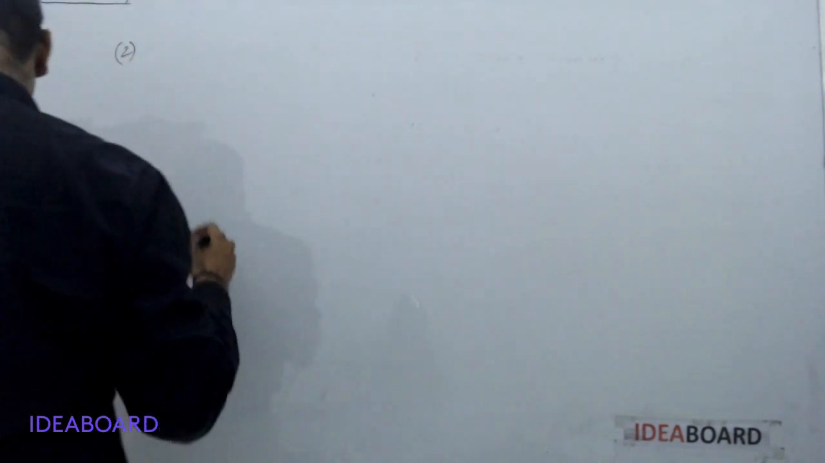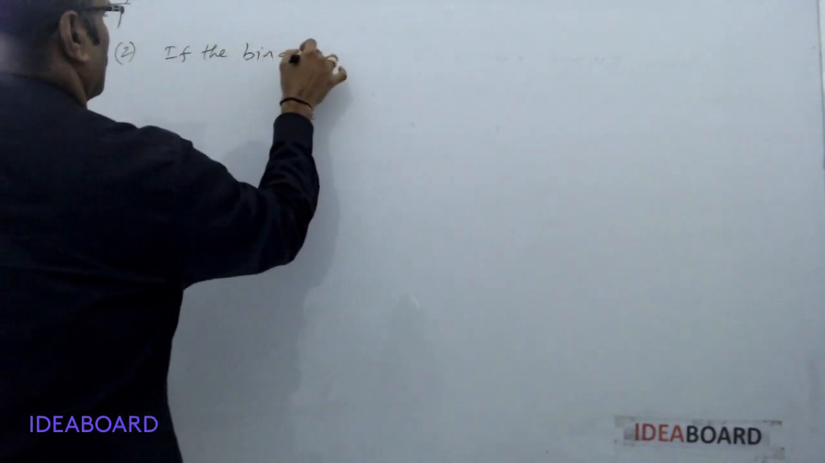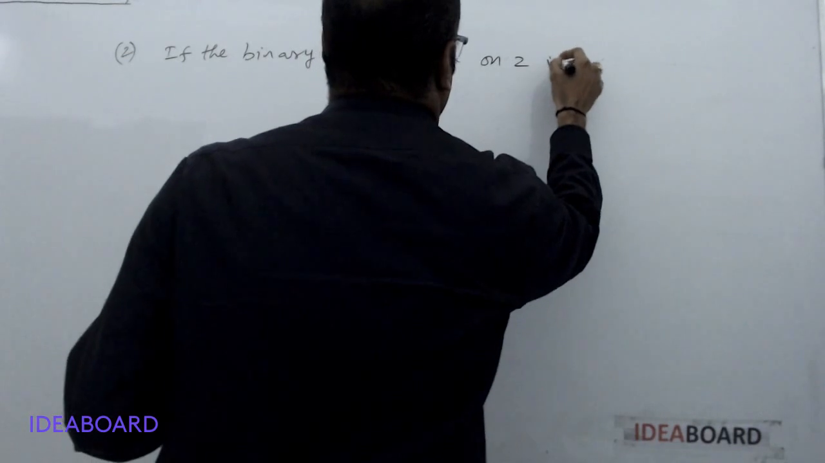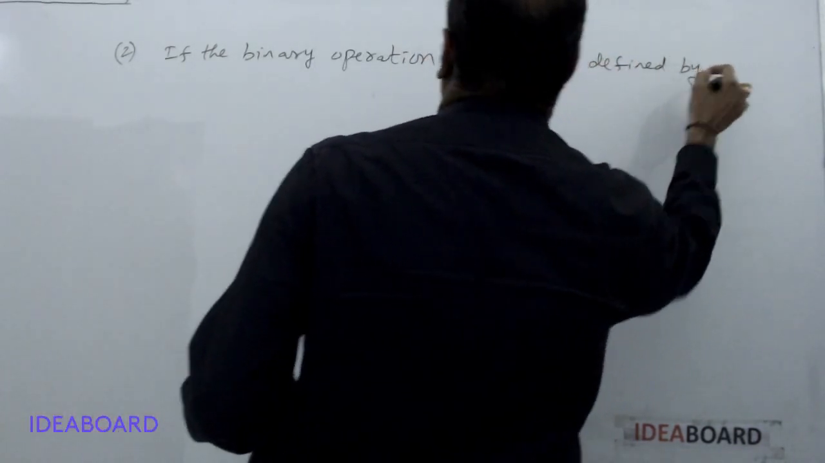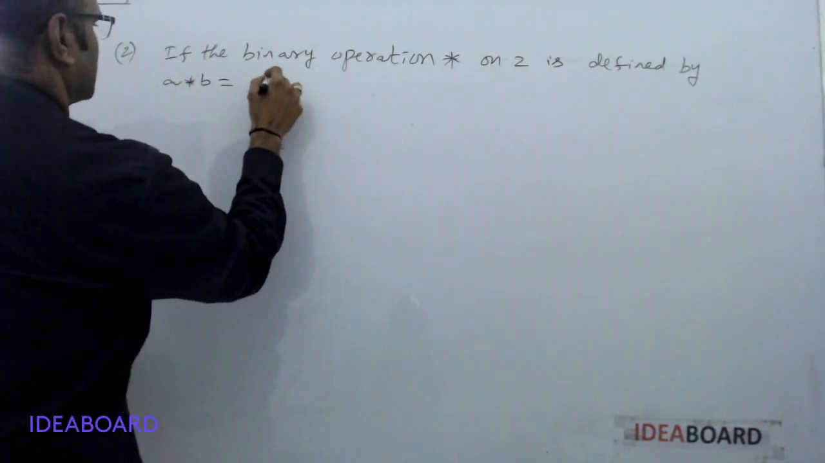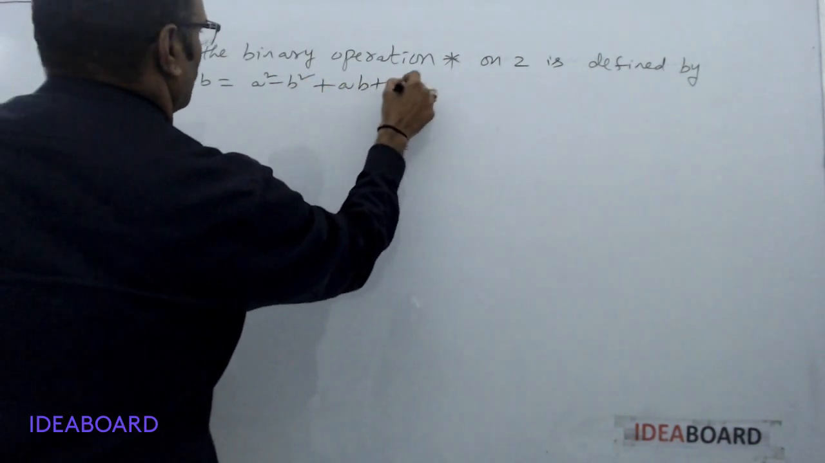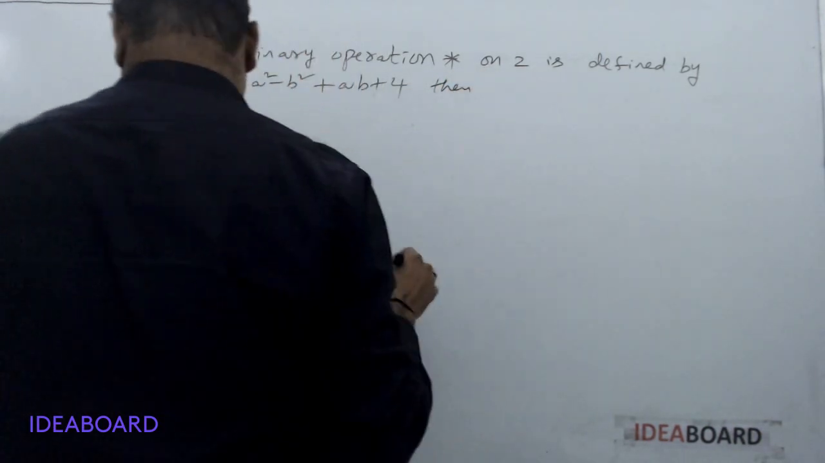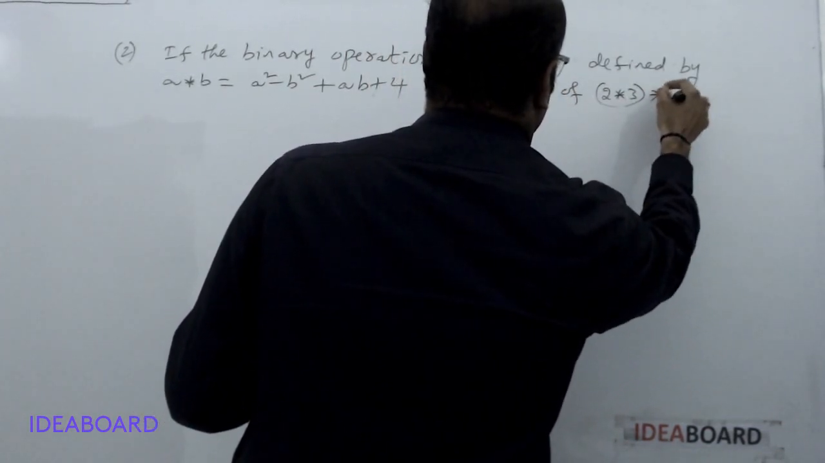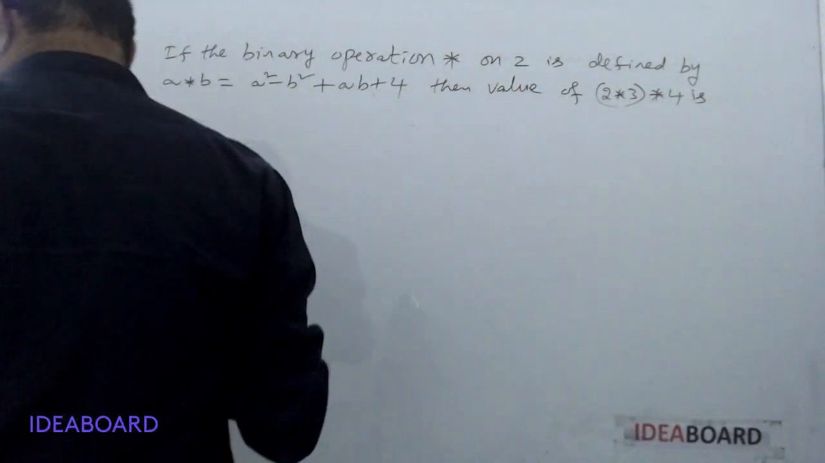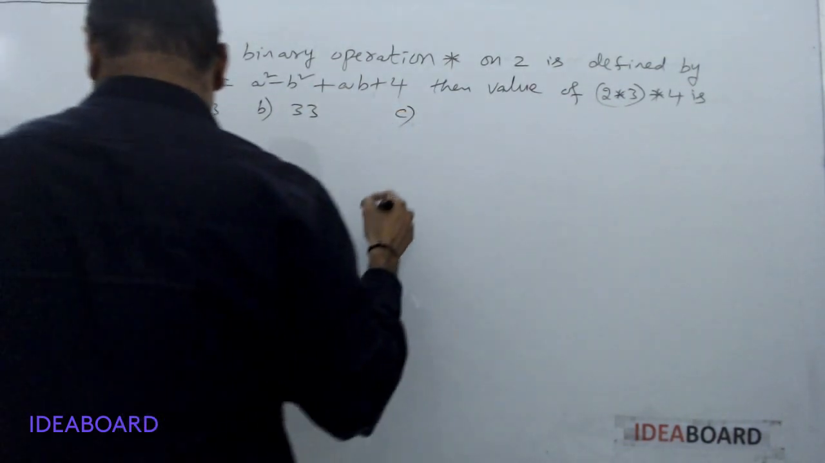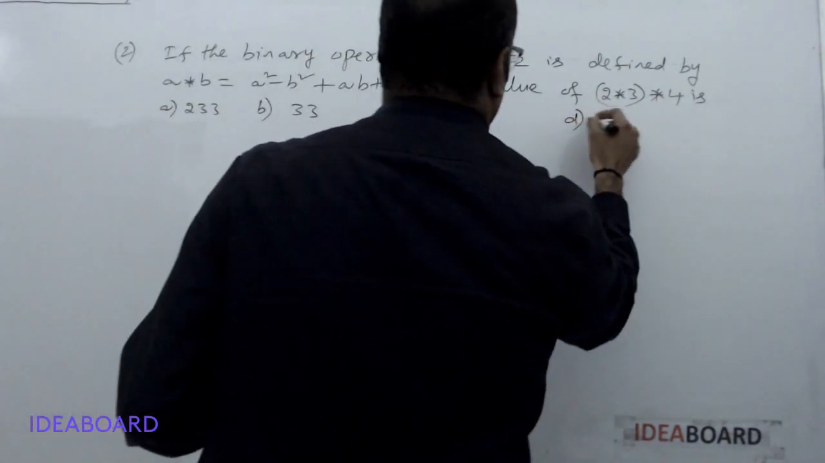Second problem. If the binary operation star on Z is defined by A star B equal to A square minus B square plus AB plus 4, then the value of 2 star 3 star 4 is, options are given: option A is 233, B 33, C 55, D minus 55.